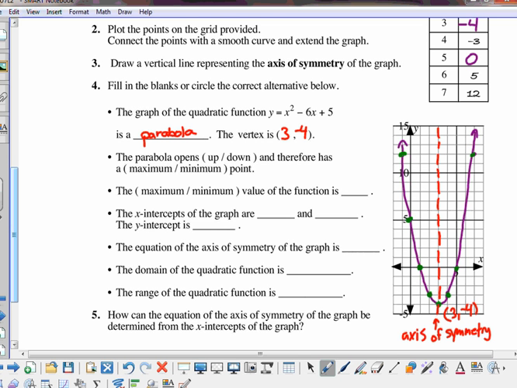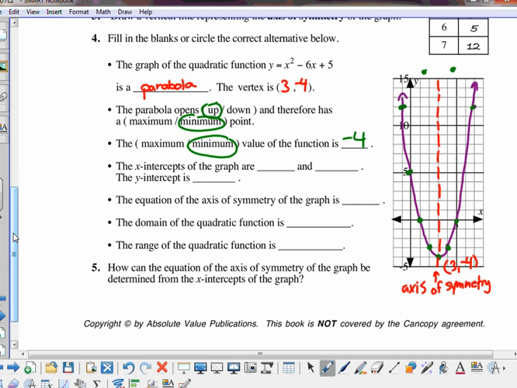Now here, is the parabola opening up or down? It's opening up. It's like a smiley face, if we added 2 eyes right here. Opening up, and therefore has a minimum. It's going to be a minimum value. So a minimum point. So what is the minimum value? It would be the y value, negative 4. The minimum value is negative 4. Okay, what's the x-intercept?